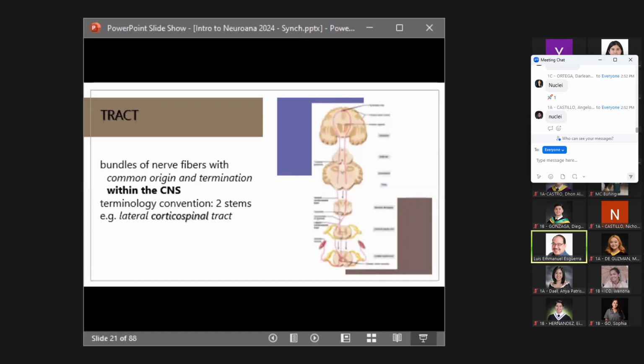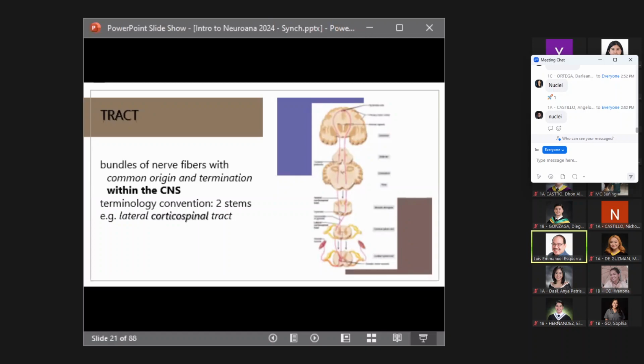Now these stems are not interchangeable. So you cannot say lateral spinocortical tract. That's a different thing. Let's say there's such a term as the spinocerebellar tract, and there's also another one, cerebellospinal. Those are two different tracts. Because of the convention, the first part of the word refers to the origin, the second part to the termination.